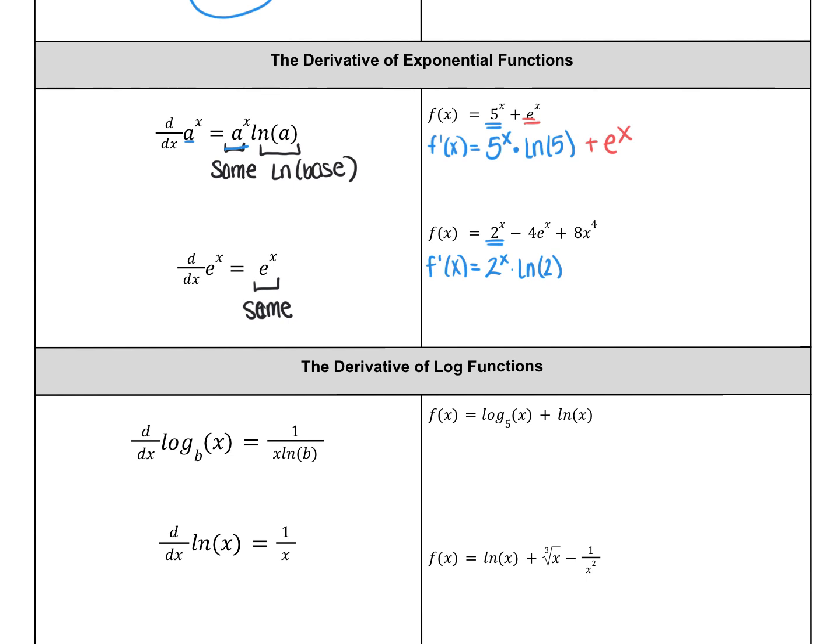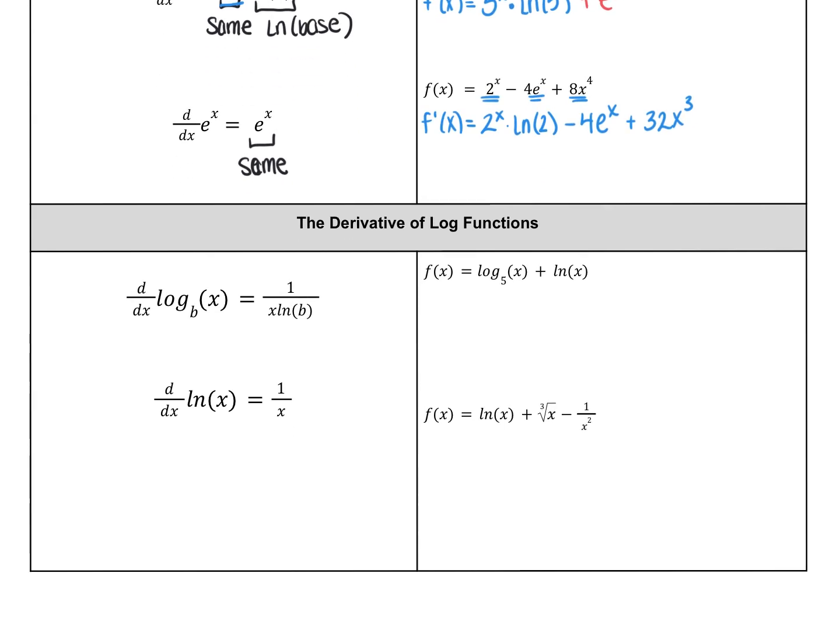Base is 2. And here we want to take the derivative of e to the x, but I've put a number in front. So that just means we're going to bring that number down. So negative 4 stays down, and we take the derivative of e to the x, which is just e to the x. And then the next term is simply a power rule. 8 times 4 is 32. Keep the base and bring the power down by 1. Okay, so those are derivatives of exponential functions.